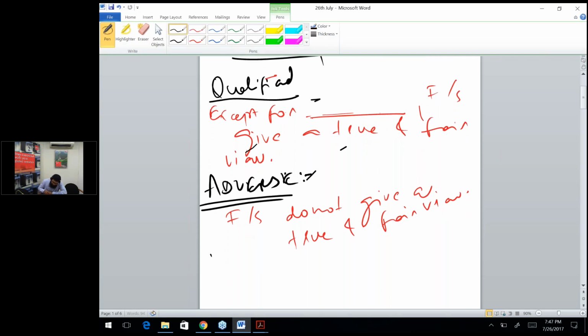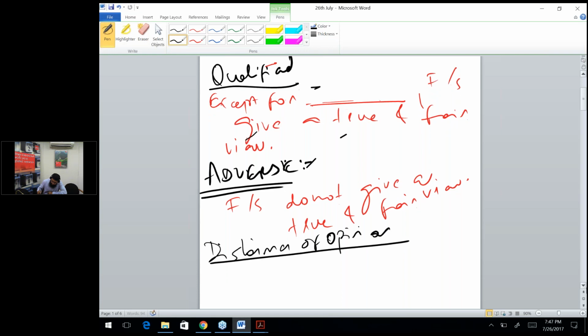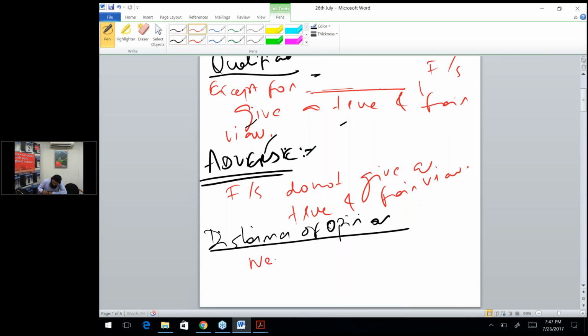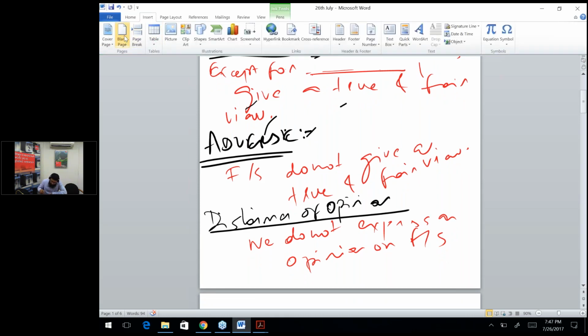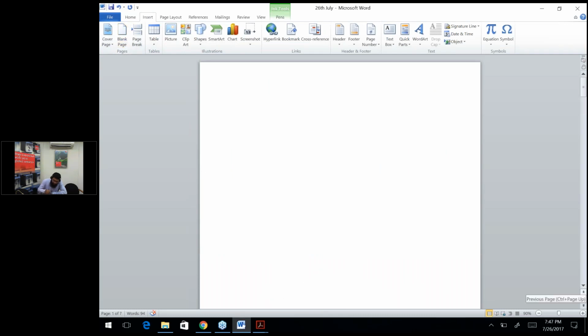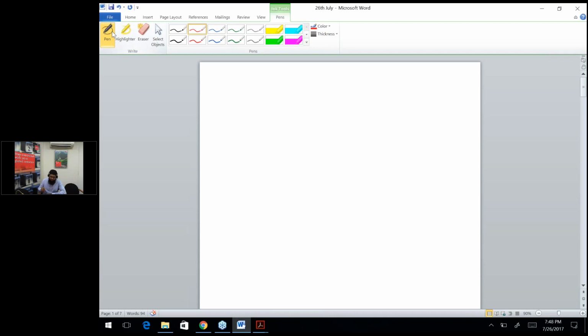And lastly, there is the disclaimer of opinion. Whenever we give a disclaimer of opinion, we say that we do not express an opinion on the financial statements. So that's what it is. Now let's move forward. These are the three types of opinion modifications that we have to the financial statements. Now we are going to discuss the reasons for giving such modifications.